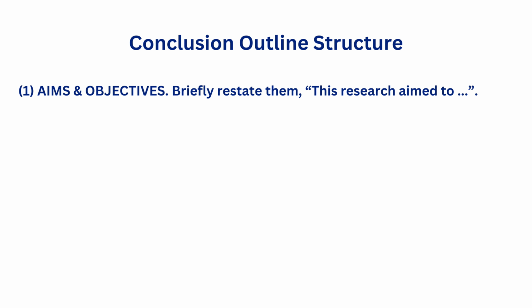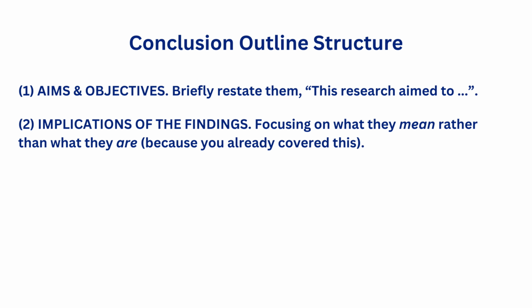Okay, so first up, aims and objectives. You need to concisely restate what they are. Keep this really brief, just bring the examiner's attention back to the core focus of your research. Next up, look at the implications of your findings. So don't rehash your findings because the examiner already knows what they are at this point. Instead, you want to focus on what they mean rather than what they are. So what do they imply for your discipline, your topic, the people or organisations who are affected by the issues you've explored?